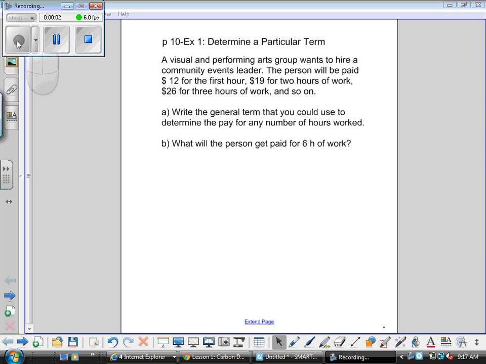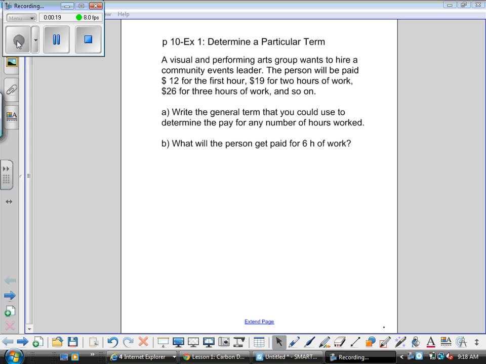Okay, so we'll look at example 1. And example 1 is how to determine a particular term of the series. A visual and performing arts group wants to hire a community events leader. The person will be paid $12 for the first hour, $19 for 2 hours of work, $26 for 3 hours of work, and so on.